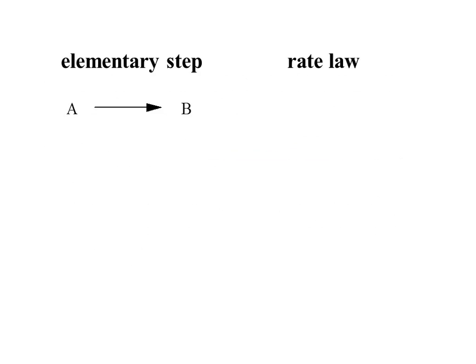So if somebody says this is an elementary step, A rearranges to form B, then the rate law expression for this elementary step, I should say it this way, the reaction order of A is 1. So the rate law expression for that elementary step is basically K times the molar concentration of A raised to the first power, because it's its molecularity. That's its stoichiometric coefficient. Because it's an elementary step.